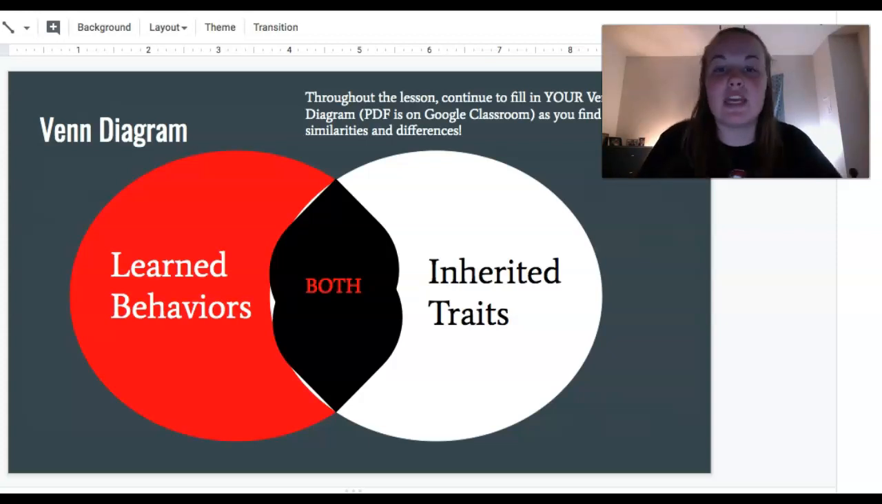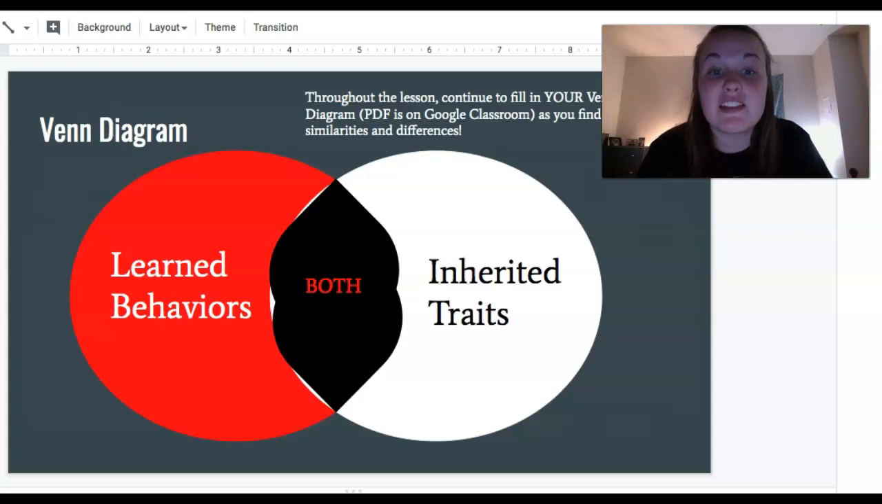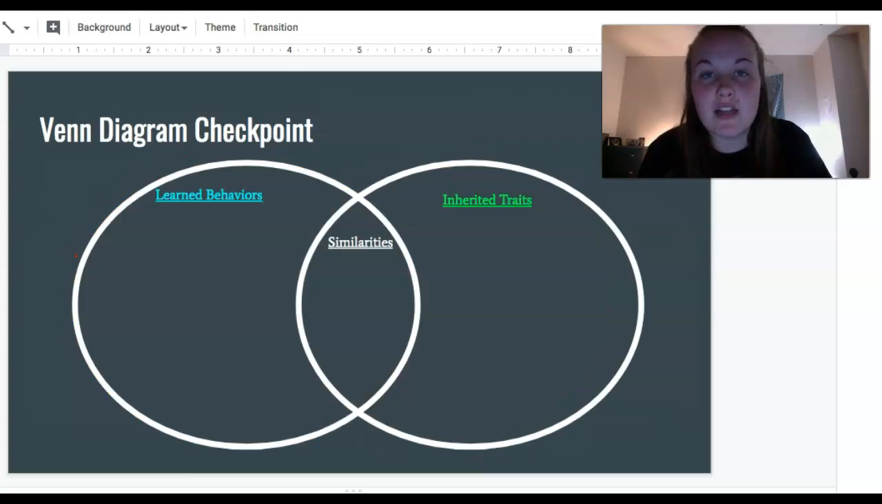We use Venn diagrams because we want to compare and contrast things. We want to see the differences, but also try to find similarities between two topics. Throughout the lesson, there is a Venn diagram attached to this lesson in Google Classroom. Fill it out as we go along. You can use a sheet of notebook paper if you can't print it out. Fill it out as you go along so that we can visualize the differences and similarities between learned behaviors and inherited traits. Our similarities will go here in the middle for both. Throughout the lesson, we're going to have Venn diagram checkpoints, which will allow us to process the information that we've learned about learned behaviors and inherited traits so that it's not all at once.